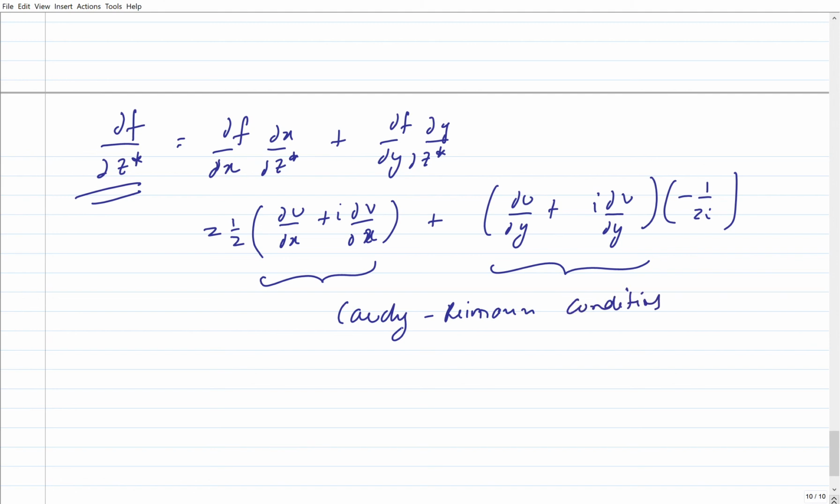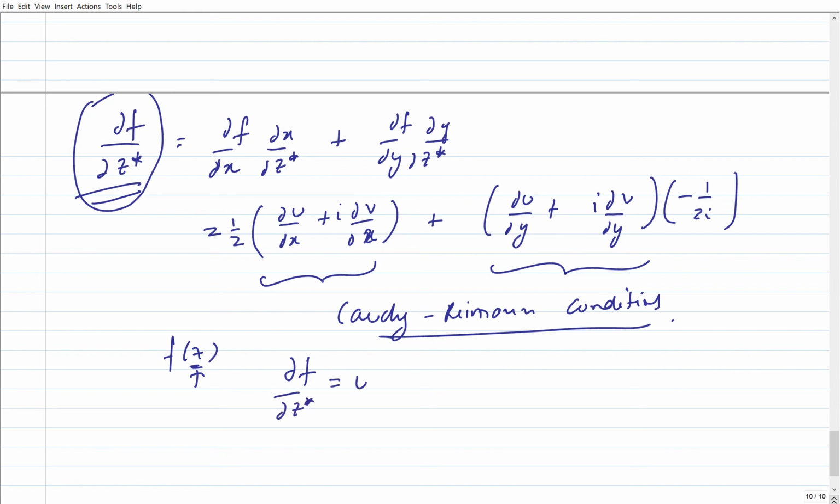So whether a function is analytic, or the partial derivative with respect to the complex conjugate vanishes, or in other words, the function is purely expressed as a function of z, only z appears, these are all equivalent conditions. So the partial derivative with respect to z star being 0 implies that the function is analytic.